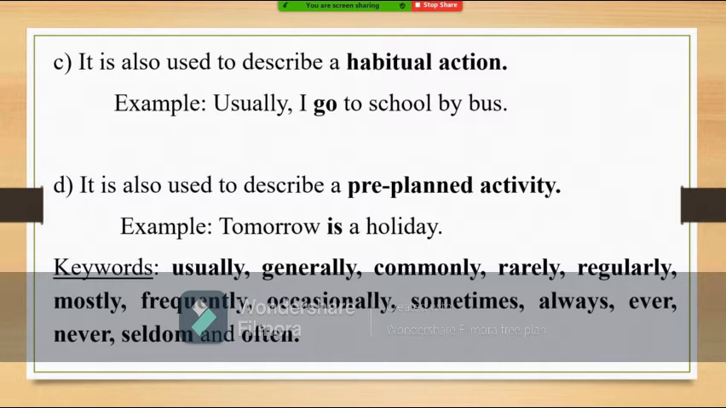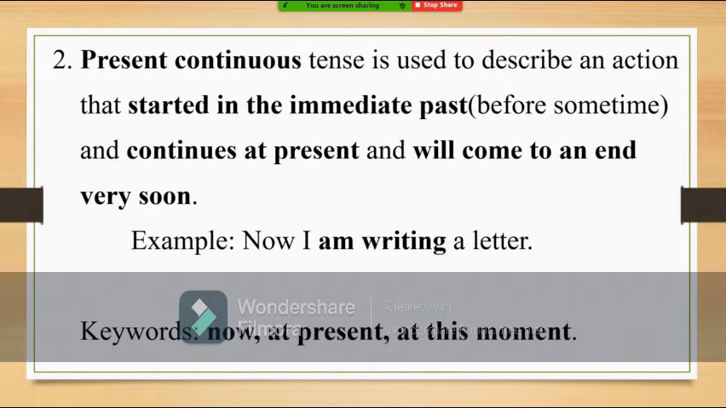Now we shall see present continuous tense. Present continuous tense is used to describe an action that started in the immediate past. Immediate past means before some time, just a while ago, and continues at present also, and it will come to an end very soon. You must note the span of the time. It started just some minutes ago or some hours ago, and it is going on now, and it will come to an end very soon.